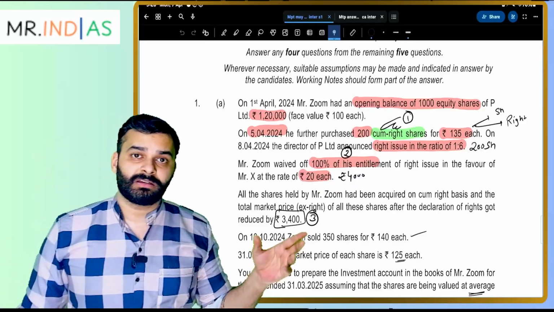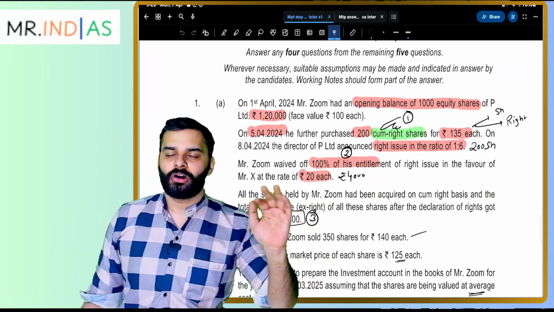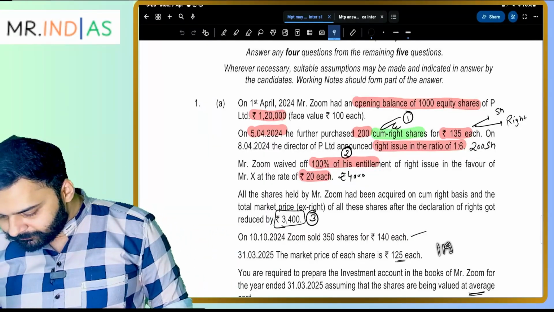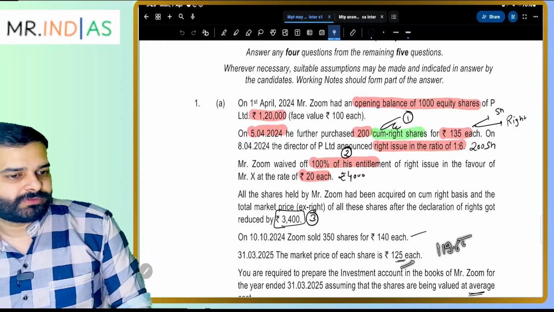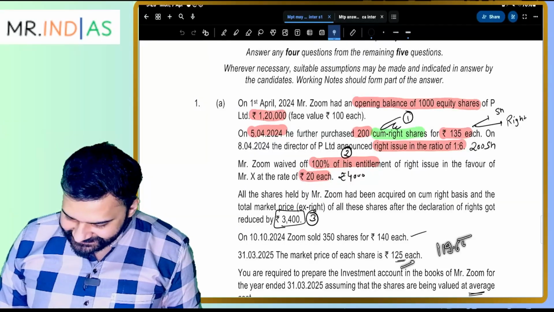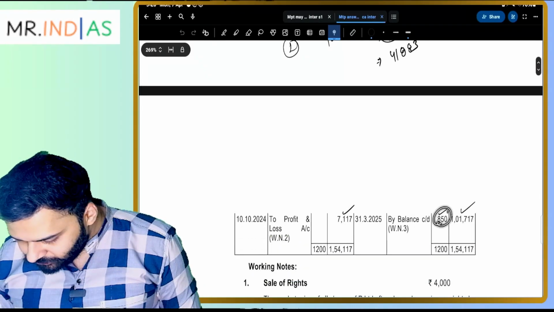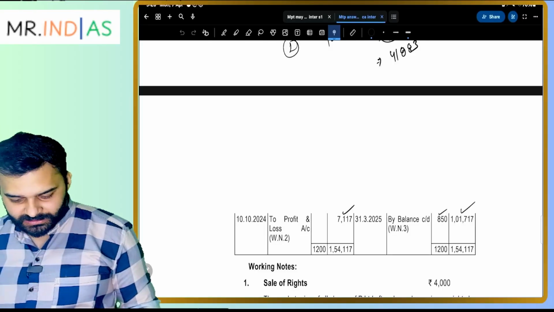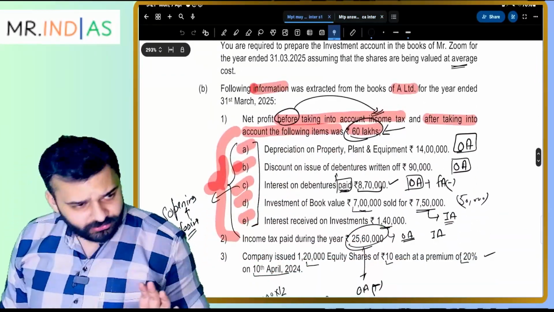We value our investment, current investments more specifically, on cost or market price, whichever is lower. Cost is 119.66 and the market price is 125, whichever is lower comes out to be 119.66. Hence the investment carried at cost, 850 into 119.66, comes out to be 1,01,717. Okay, I hope this point gets clear.